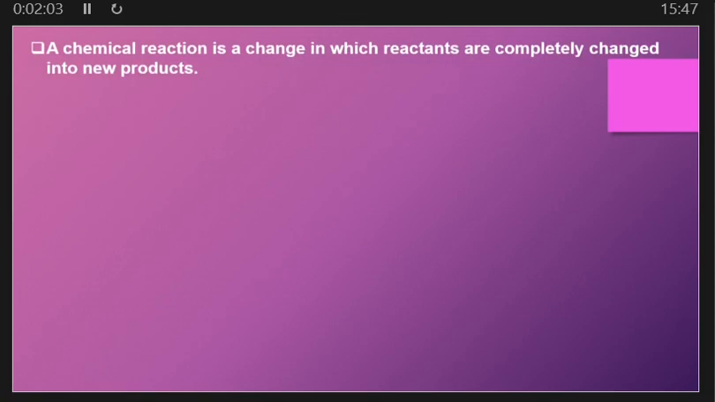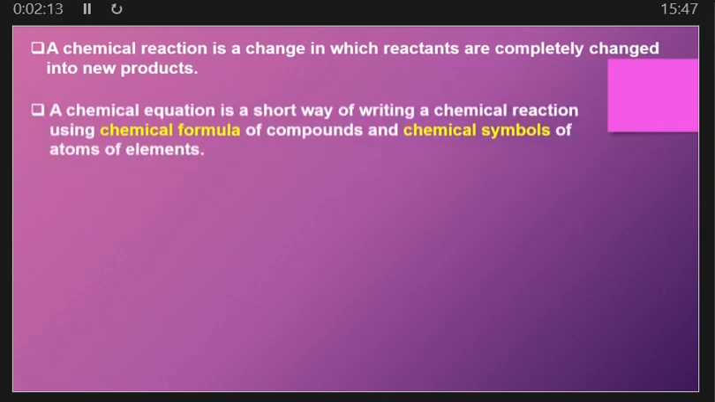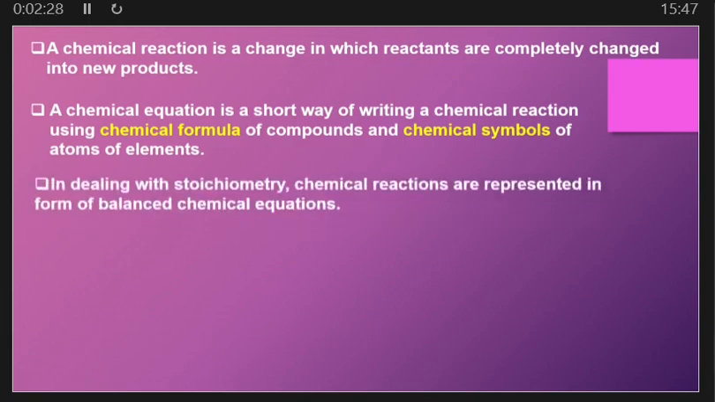So a chemical reaction is a change in which reactants are completely changed into new products. So a chemical equation is a short way of writing a chemical reaction using chemical formula of compounds and chemical symbols of atoms of elements. So in dealing with stoichiometry, chemical reactions are represented in form of balanced chemical equations.